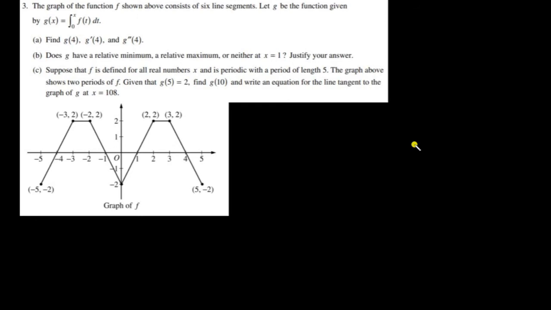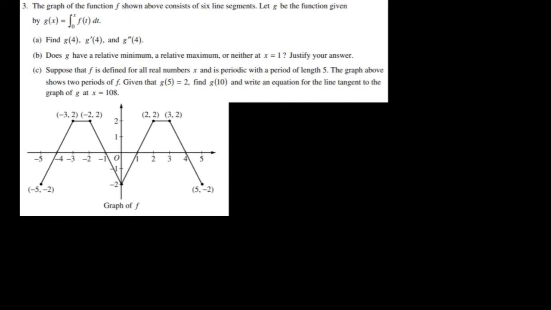Part C. Suppose that f is defined for all real numbers x and is periodic with a period of length 5. The graph above shows 2 periods of f. So by periodic, they just mean that it repeats over and over and over again, kind of like a sine curve. So we're given that g of 5 equals 2. We need to find g of 10 and write an equation for the line tangent to the graph of g at x equals 108. Whoa, okay.